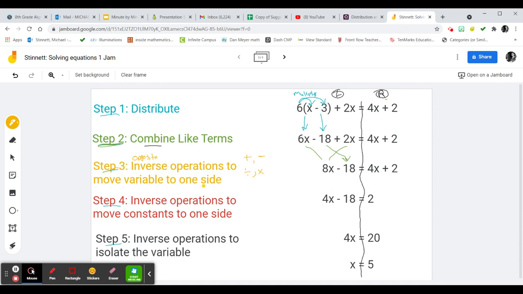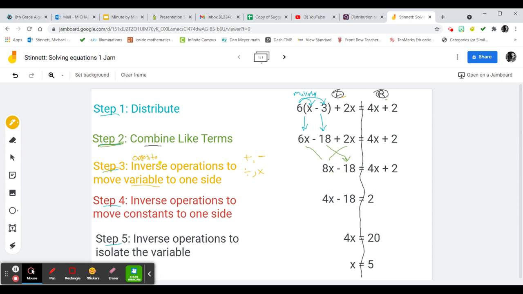And you'll see that later on. So we're talking about our inverse operations. And the reason we're going to do these inverse operations is to move the variable to one side. Again, this is just an example. There's multiple ways you could do this, but I'm going to choose to move my variable to the left side of the equation. So I want all my x's on the left side of the equation. That's the first thing I want to do.